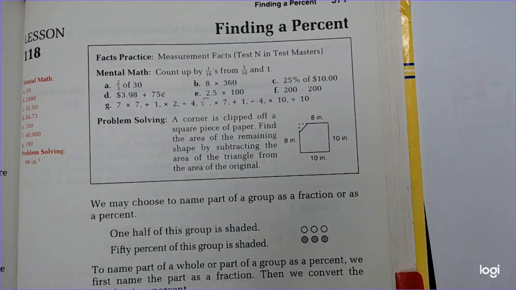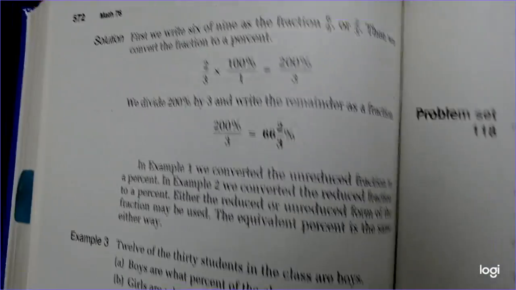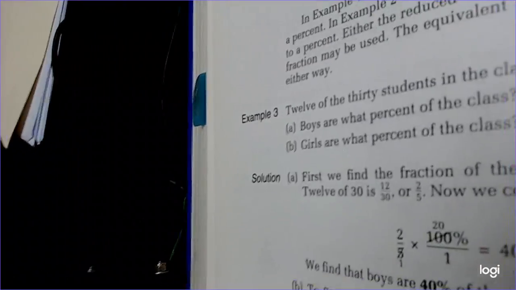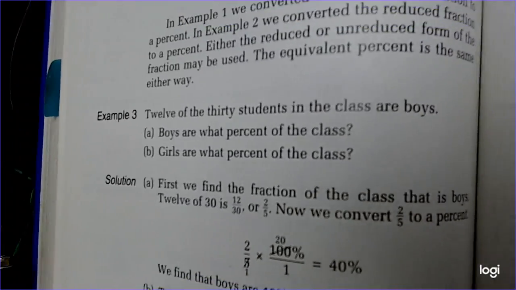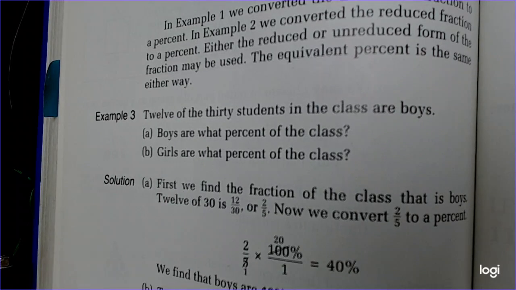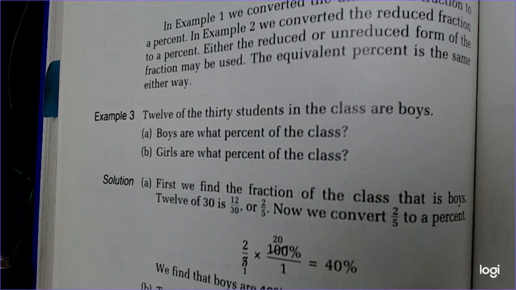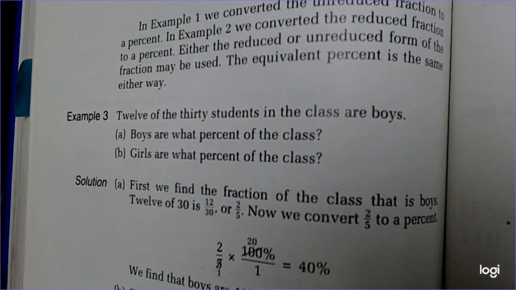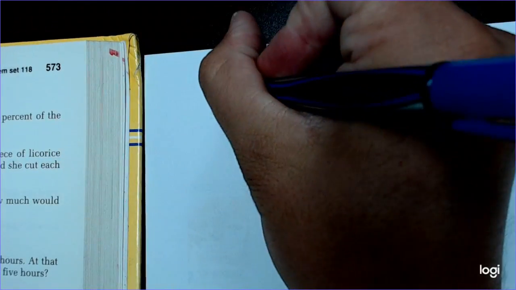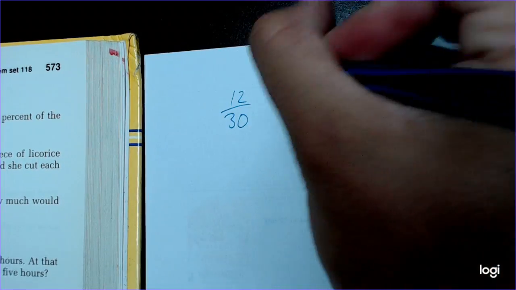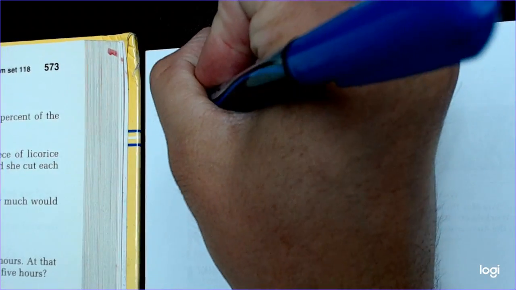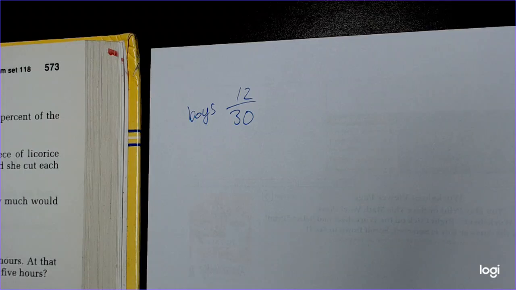So let's go to an example problem. Example 3. They tell me 12 of the 30 students in the class are boys. Boys are what percent of the class? Then we'll know girls are what percent of the class. So let's figure out this fraction and then solve the problem. So 12 of the 30 students are boys. How would I write that as a fraction? Well, if 12 of 30 are boys, that would just be 12 over 30, right? That's for the boys. Now I need to turn that into a percent.